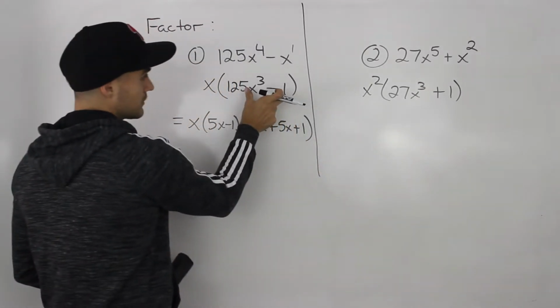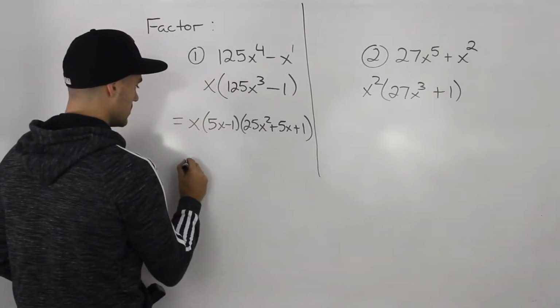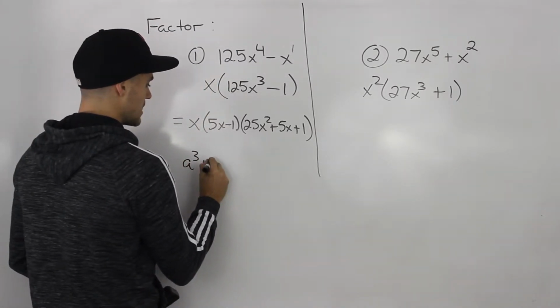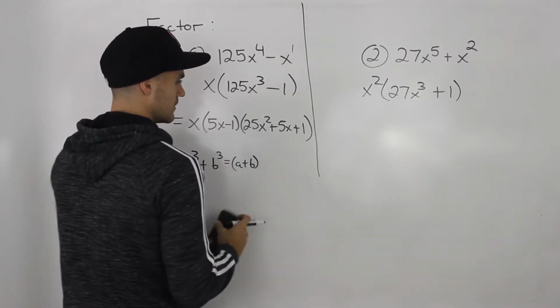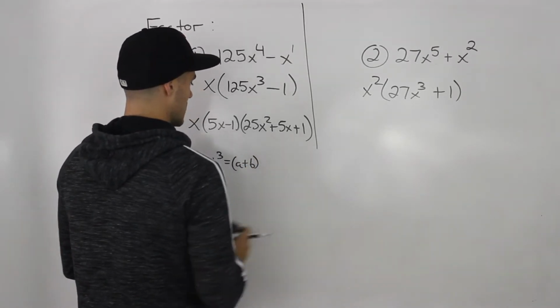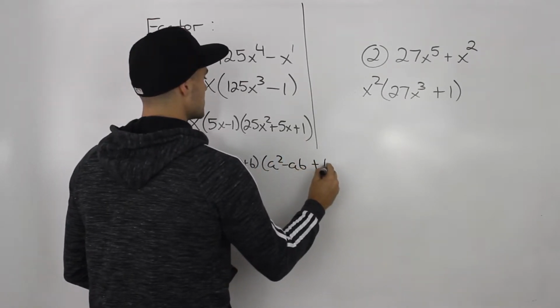So here we were dealing with a difference of cubes. This here is going to be a sum of cubes. And if you remember, the sum of cubes formula is a cubed plus b cubed equals a plus b, times a squared minus ab plus b squared.